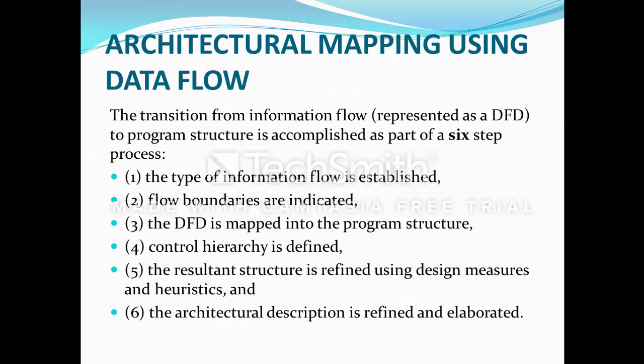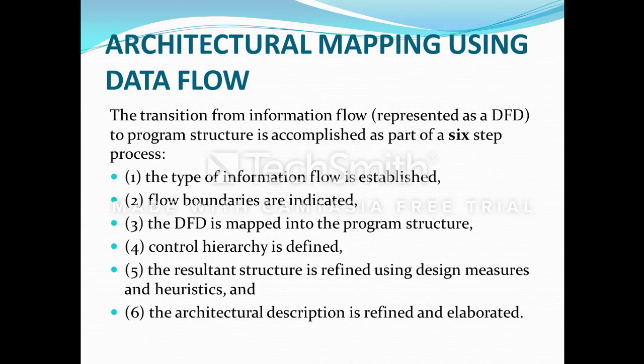First, the type of information flow is established. Second, flow boundaries are indicated. Third, the data flow diagram, DFD, is mapped into the program structure. Next, control hierarchy is defined. Next, the resultant structure is refined using design measures and heuristics. And the final step is that the architectural description is refined and elaborated. These are the basic steps to transform the data flow diagrams into architecture.